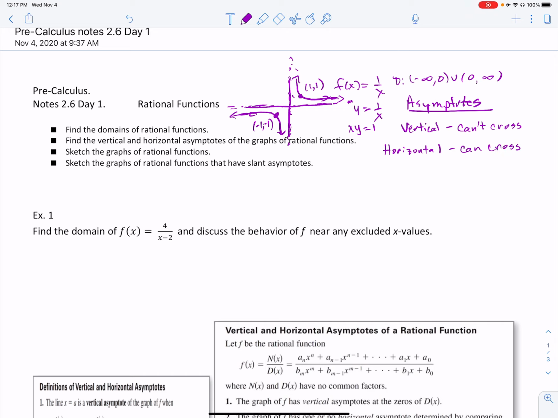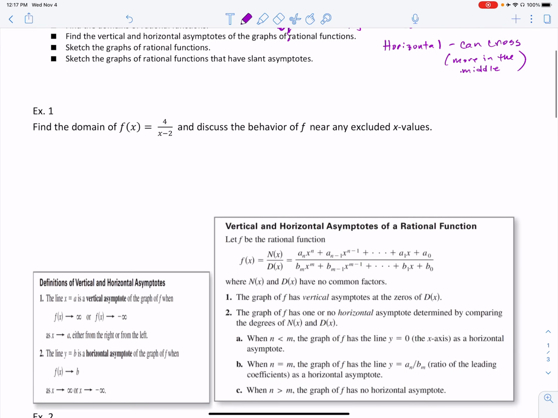And sometimes it is possible for that rational function to cross a horizontal line, but it usually happens more in the middle. Because horizontal asymptotes are about end behavior, the ends will get closer and closer, but in the middle, it sometimes can cross. We probably won't see a lot of that, but it is possible, so I thought I better mention it. So that's what we're going to be doing here, graphing those. So let's look at example number 1.